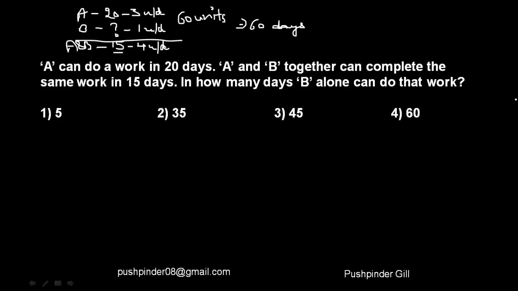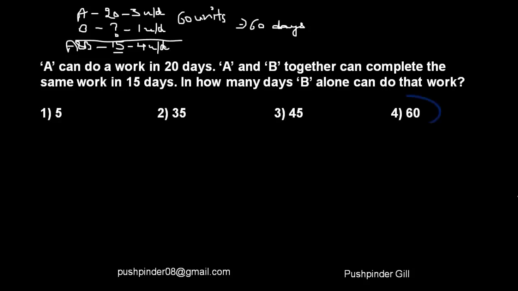Let's take a quick recap. So what was the question asking us? The question was that A can do a work in 20 days, A and B together can do the same work in 15 days. In how many days B alone can do that work? Now our first step was to lay down the question. So we knew that, okay, this is what he's asking. He has given us how many days A takes, he has given us how many days A and B takes, and he's asking us how many days will B take to finish the job.